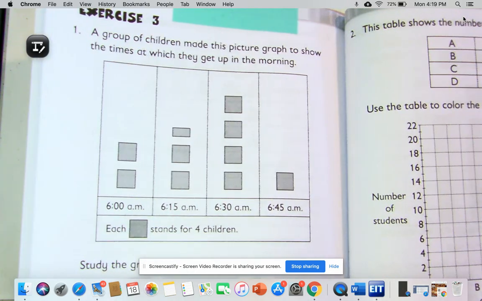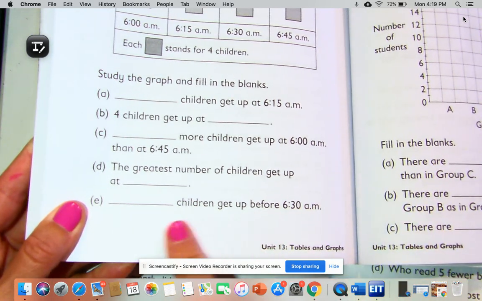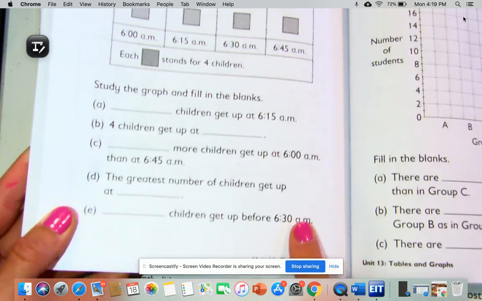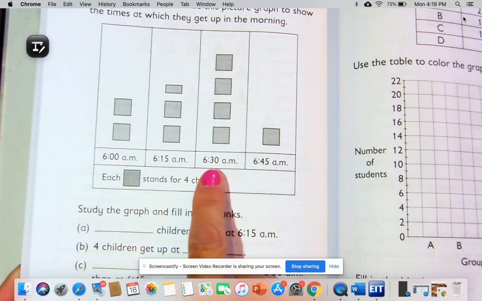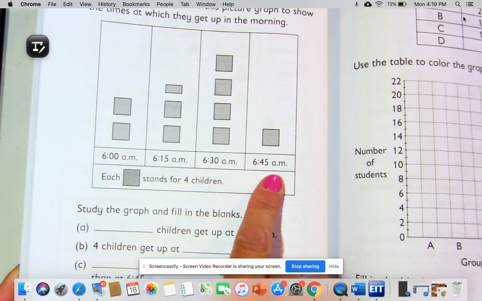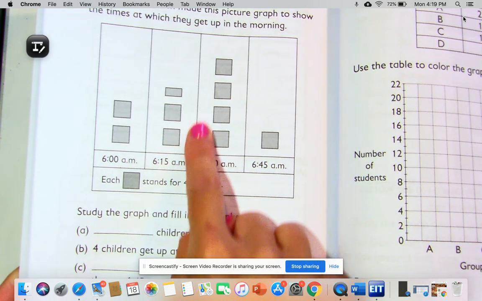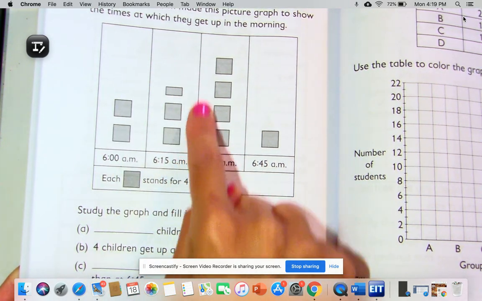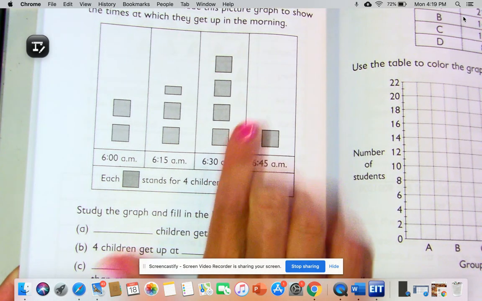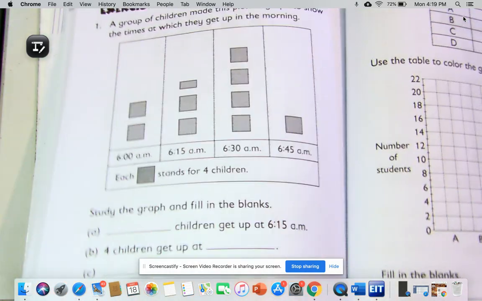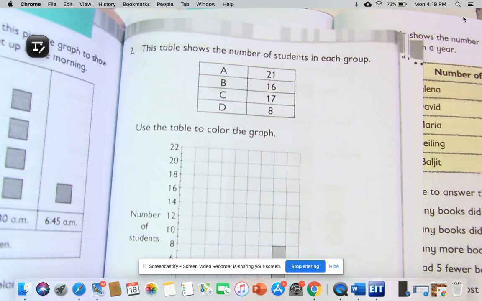This is kind of an interesting question down here. It says blank children get up before 6:30 a.m. So for here, we're going to have to figure out, well, some kids get up at 6:30 a.m. and then after 6:30 a.m. They are asking us to find this number. How many children get up before 6:30? So not that time, but 6 o'clock or 6:15. All right, on the next page, let's see.